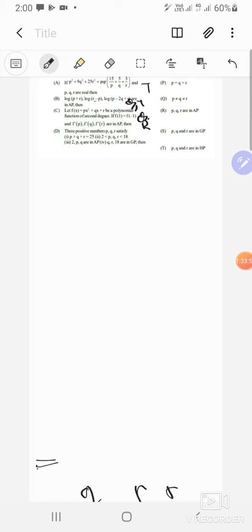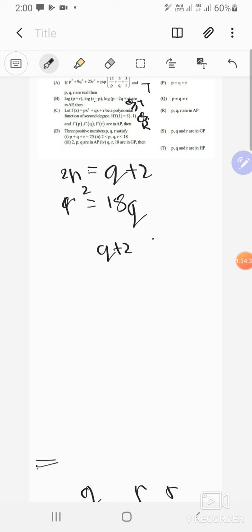So 2, p, q are in AP, that means that 2p equals q plus 2, and q, r, 18 are in GP, which means that r squared is equal to 18q, which means that we can write everything in terms of q itself. Okay, that's nice. And here's the thing, we know that p is less than 18 and greater than 2, so that 2p has to be greater than 4 and less than 36. That means that q plus 2 has to be less than 36 and greater than 4. So still q is greater than 2, so no problem, this will get satisfied.